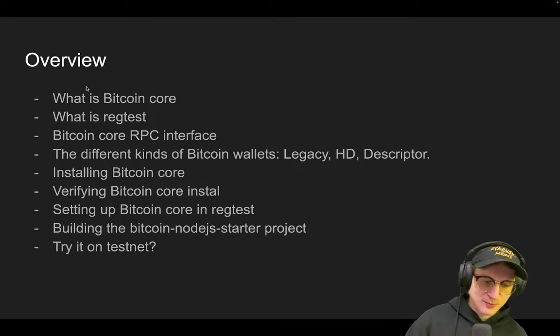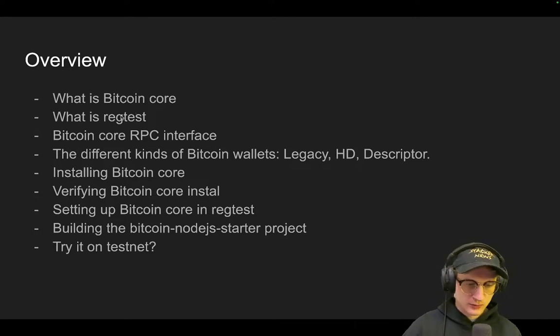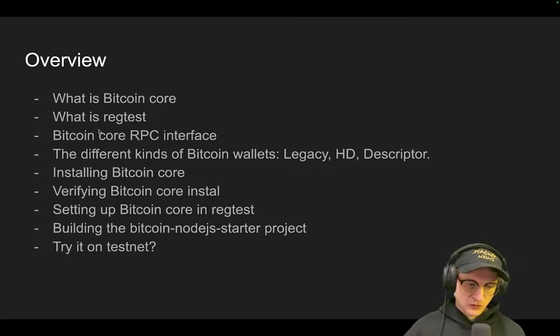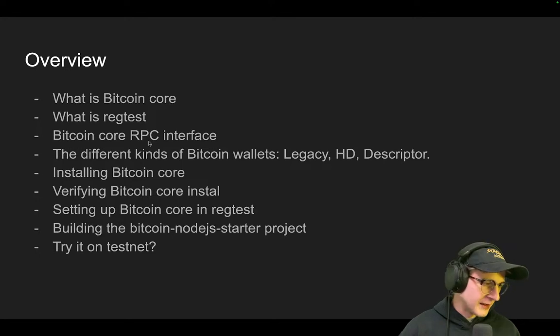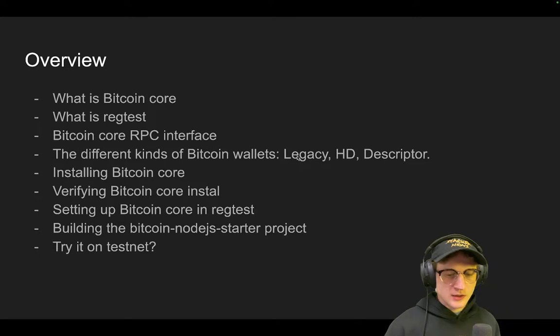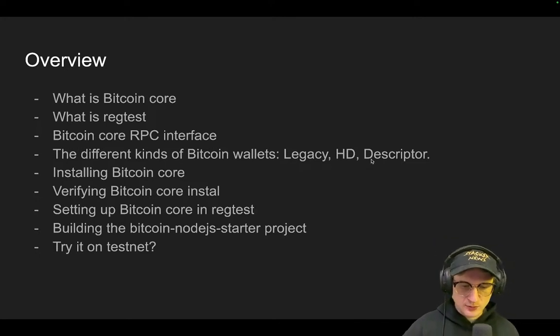First typo. So this is going to be our overview. What is Bitcoin Core? We're going to talk about what is regtest and kind of the Bitcoin networks. We're going to touch on the Bitcoin Core RPC interface, and we're going to kind of look at it ourselves, because this RPC interface is going to be our main interface that we interact with Bitcoin Core with. We're going to talk about the different kinds of Bitcoin wallets: legacy, HD, and descriptor. We're going to keep this very high level, but it'll be some good context if you don't really know how to think about this yet.